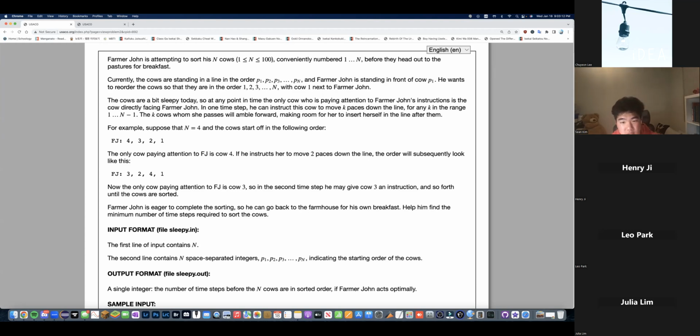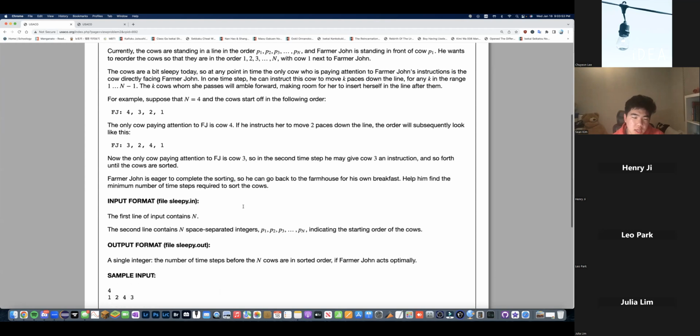In one time step, he can instruct this cow to move k paces down the line, for any k in the range 1 through n minus 1. The k cows whom she passes will amble forward, making room for her to insert herself in the line after them. For example, suppose that n equals 4, and the cows start off in the following order. The only cow paying attention to Farmer John is cow 4. If he instructs her to move 2 paces down the line, the order will subsequently look like this. Now, the only cow paying attention to Farmer John is 3. So in the second time step, he may give cow 3 an instruction and so forth until the cows are sorted.